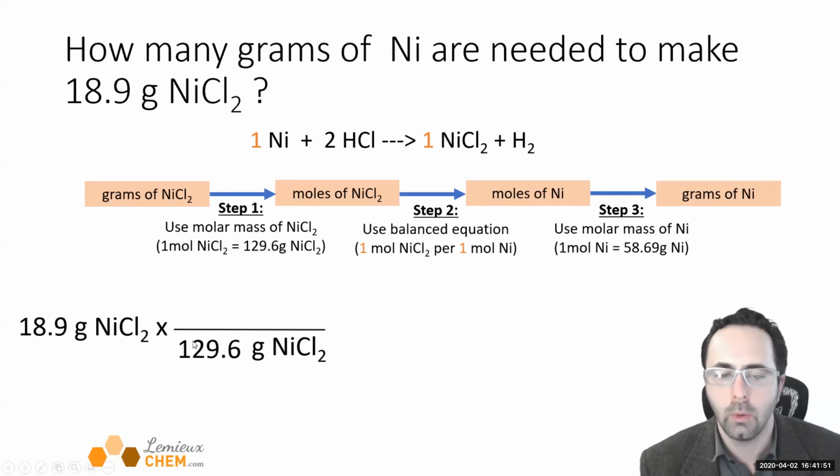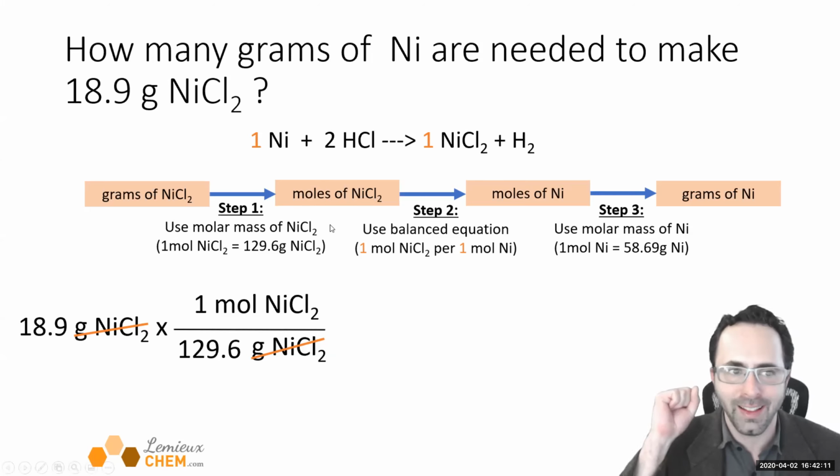And then we can cancel off our grams of nickel II chloride. The other side of the conversion factor will be right here. 129.6 grams of nickel II chloride is 1 mole of nickel II chloride. So that goes right there. We're done with step 1. We have moles of nickel II chloride.